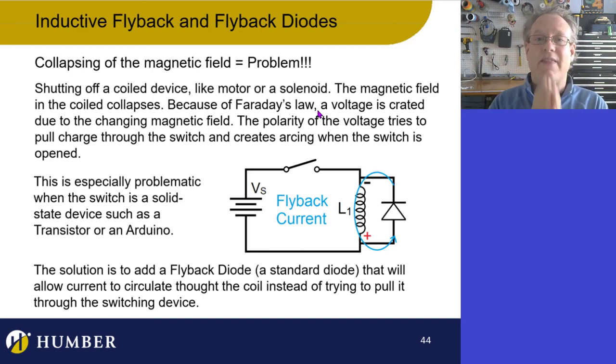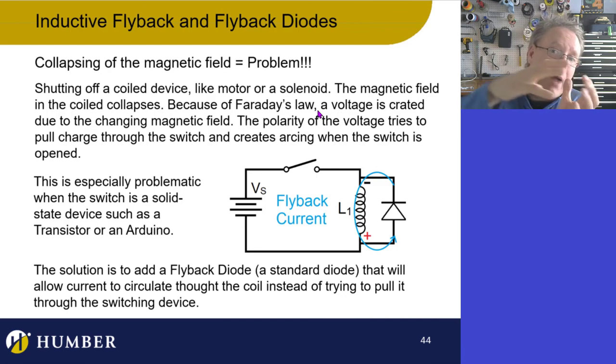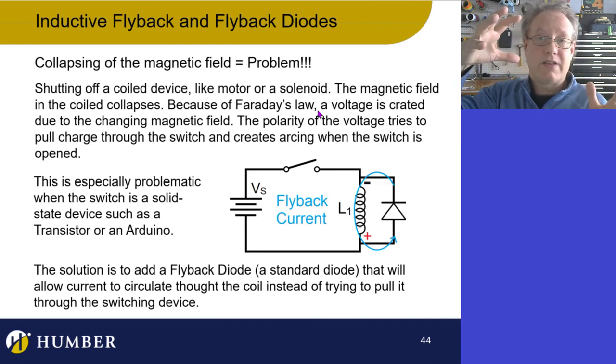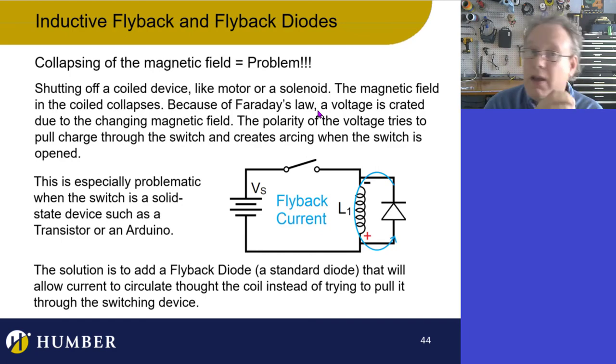When it drops, that creates EMF. But in this case, it's not back EMF. Remember how we were talking about back EMF? That was created when the magnetic field is propagating. But in this case, the magnetic field is dropping, still a changing magnetic field. It creates EMF. But the thing is, that EMF actually tries to draw more current. It becomes like a little battery. The actual coil itself becomes a battery, and it says, give me more current, give me more current.